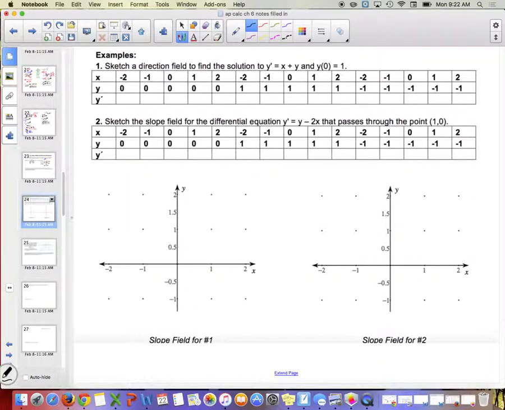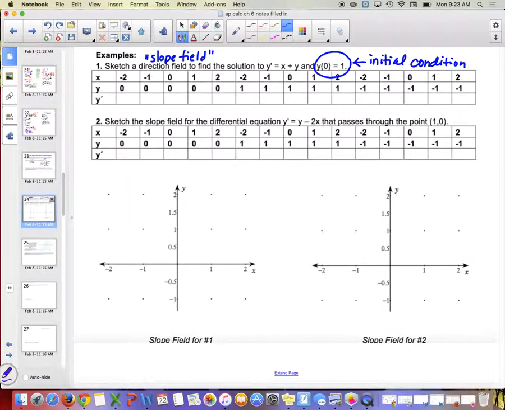It says, sketch a direction field to find the solution to y prime equals x plus y, and y of 0 equals 1. Direction field, you might also see slope field. That's another way to phrase it. And this y of 0 equals 1, that's what we call the initial condition. There are going to be a lot of different curves that go through the slope field, but there is only one that's going to go through that initial condition. So it's not very hard.